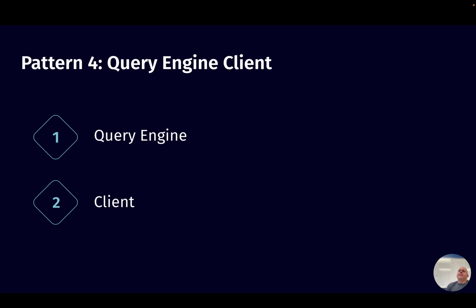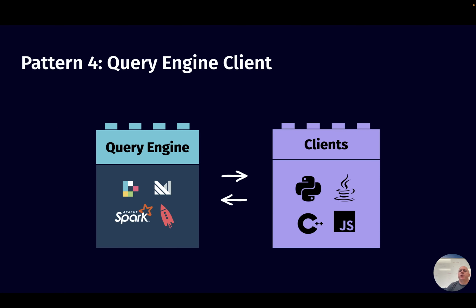Okay, design pattern 4 is a client to the query engine. In this case, you have a query engine that's up and running. It could be any of these cases we discussed, and then you have a client application that talks to the query engine. The client application could be Python, C++, Java, JavaScript, Go. It doesn't really matter. All that matters is that the query engine supports the client for the language you care about.